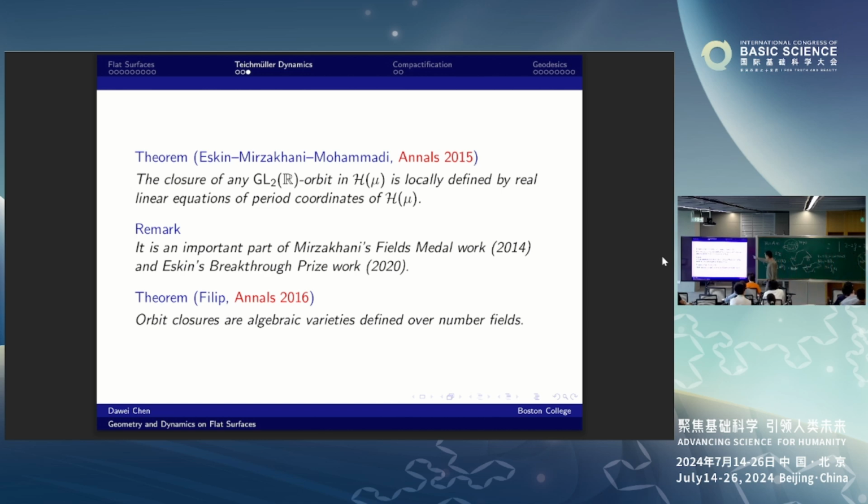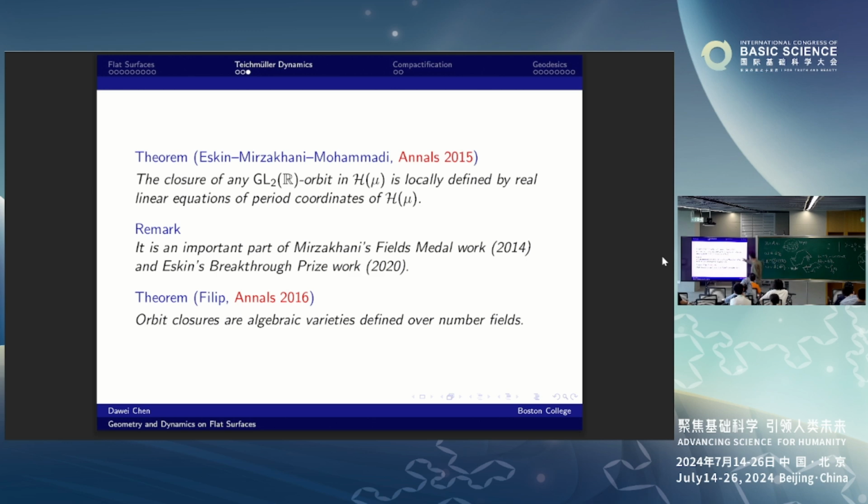They said the closures of any such orbit are always locally linear, in the sense that locally my moduli space has these period coordinates. So I have local coordinates, and a subset locally coming from this orbit closure. I want to describe defining equations, if possible, using these local coordinates. What kind of equation can define this subset coming from an orbit closure?